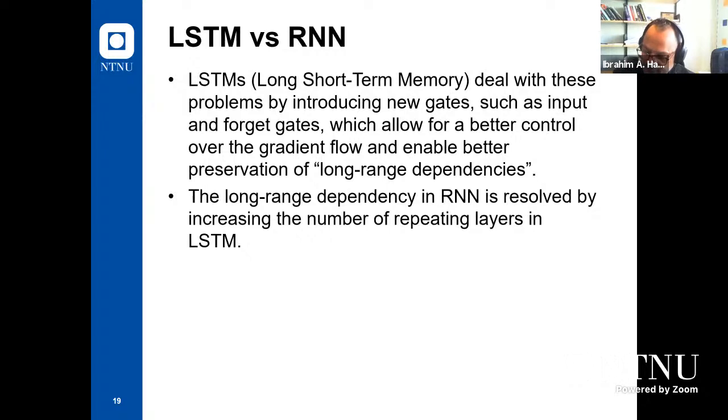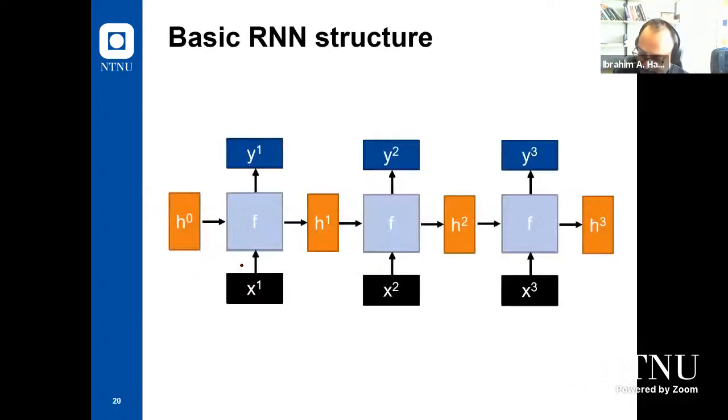LSTM versus RNN. LSTM, which stands for long short-term memory, deals with these problems by introducing new gates such as input and forget gates, which allow better control over the gradient flow and enable better preservation of long-range dependencies. The long-range dependency in RNN is resolved by increasing the number of repeating layers in LSTM. So LSTM is a more complex model, and it's slower in fact. RNN is faster when you train it, but LSTM has the advantage that it can keep those long-term dependencies much better compared to RNN.